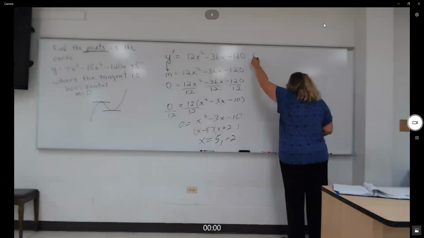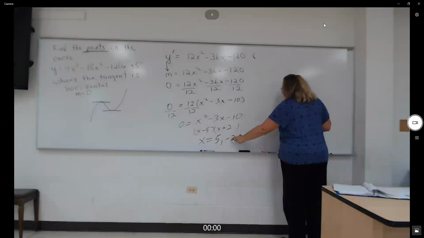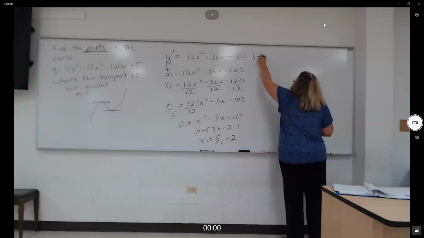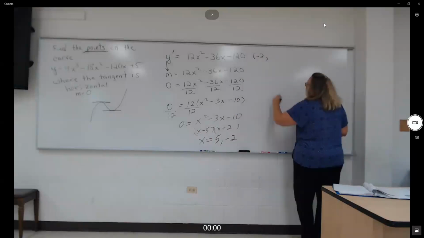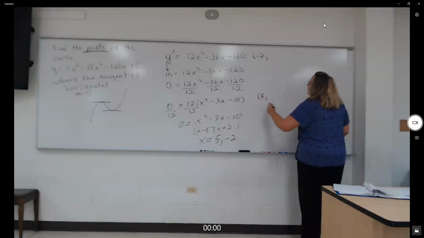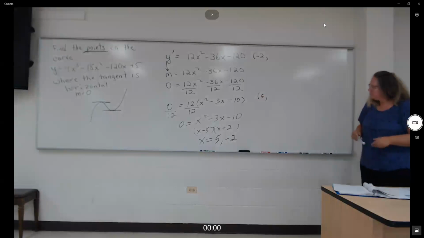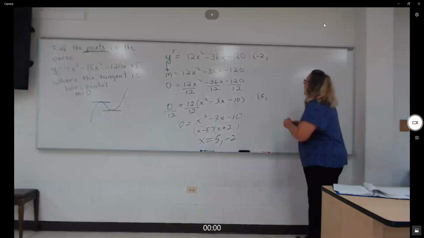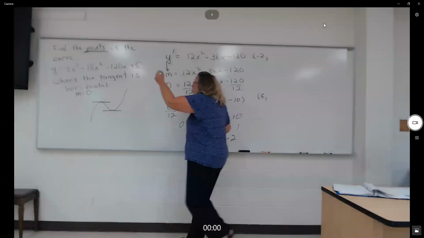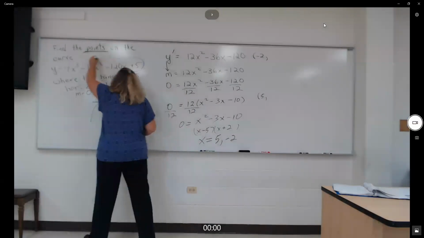So that means my answer is, oh, and on the homework it says put the smaller one first. That's just because that's what the homework says. So negative 2 and then 5. Now I need my y value. Well, to get my y value, I just simply take this negative 2. It's a point on my graph.